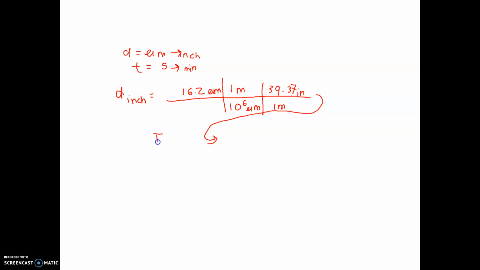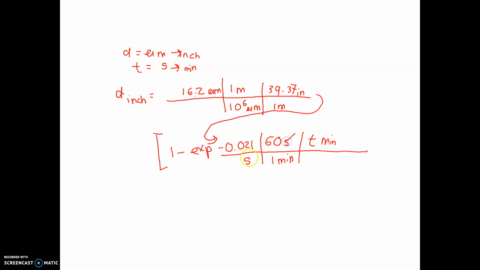So 1 exponential, negative 0.021 per second. As I mentioned before, it's already in unit of second, and by considering that it should be dimensionless, we need to convert into minute, because the t is already in minute. So we cancel this.